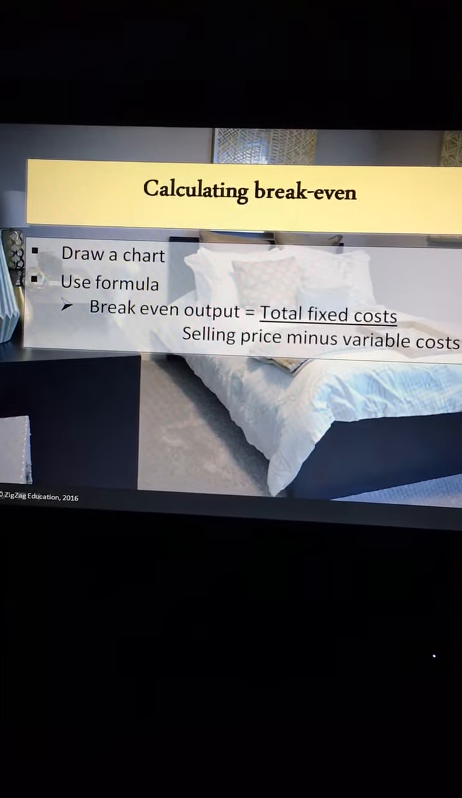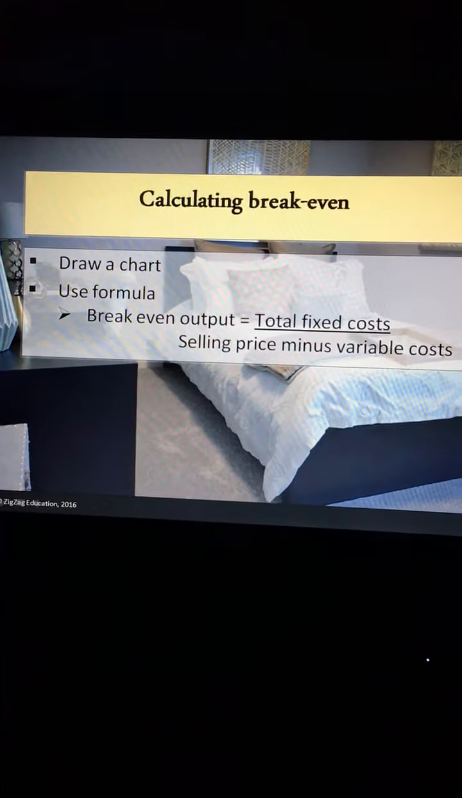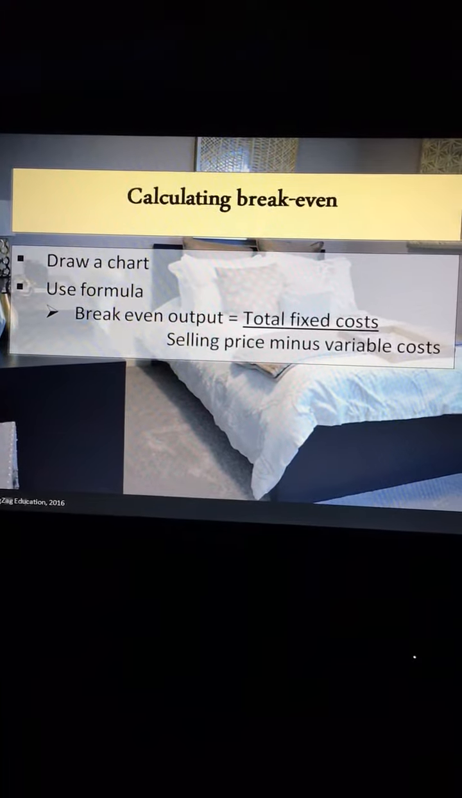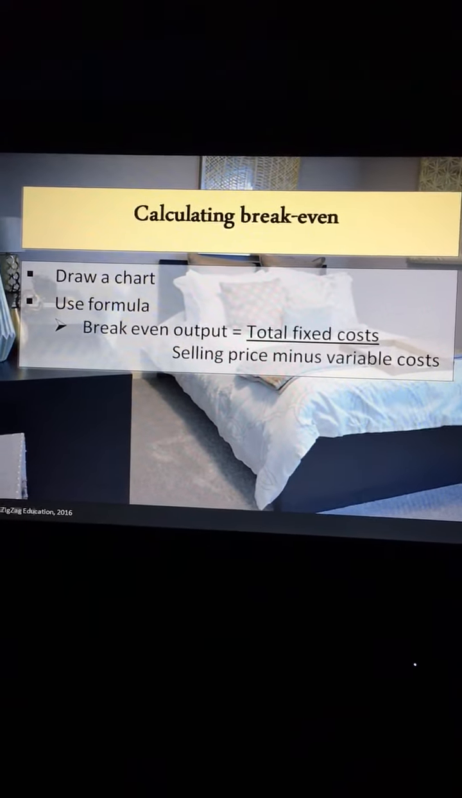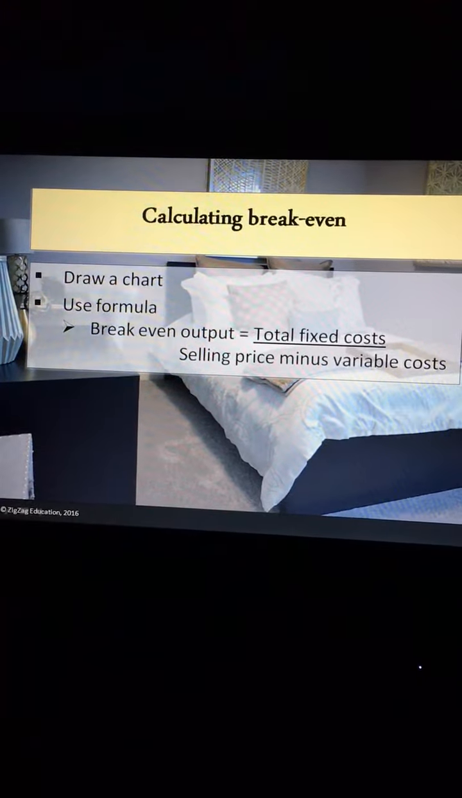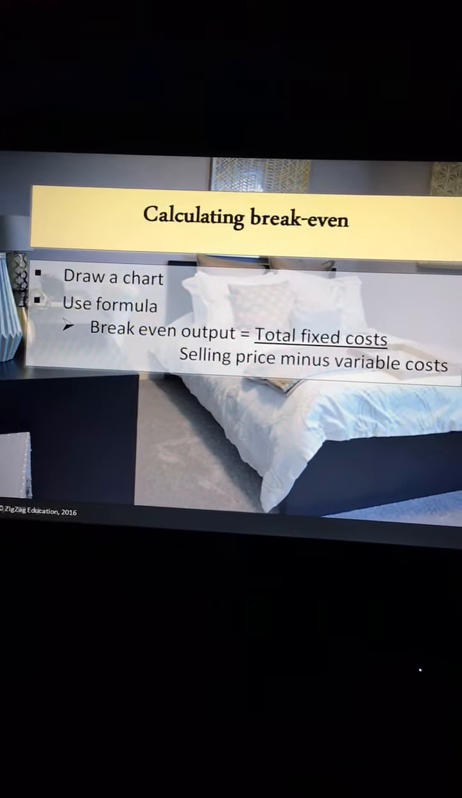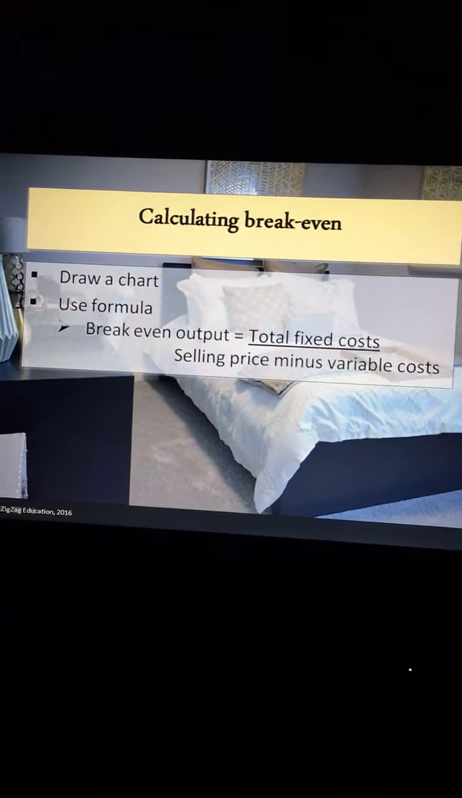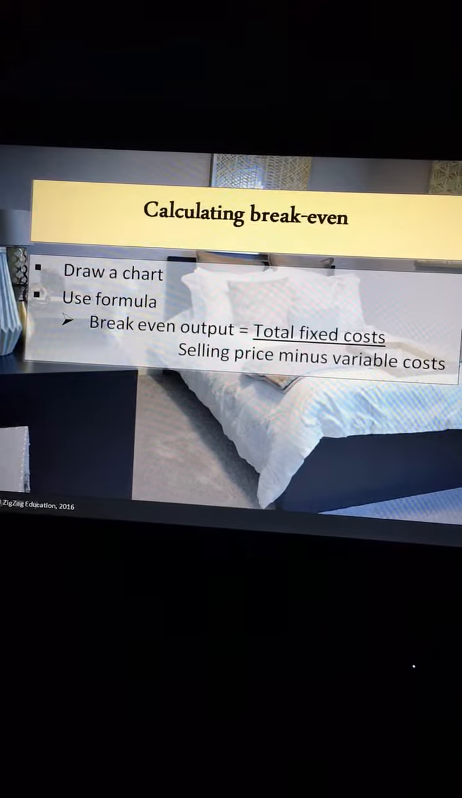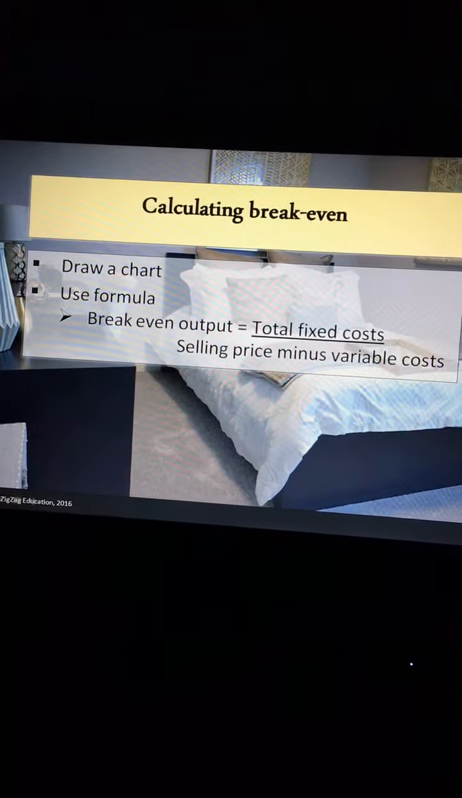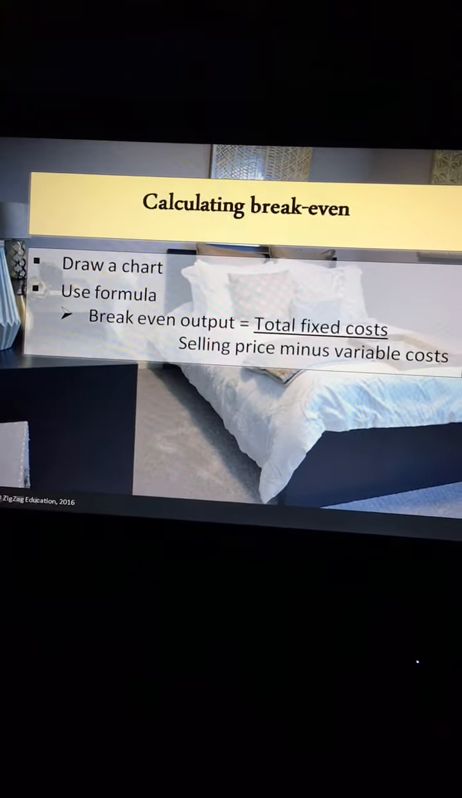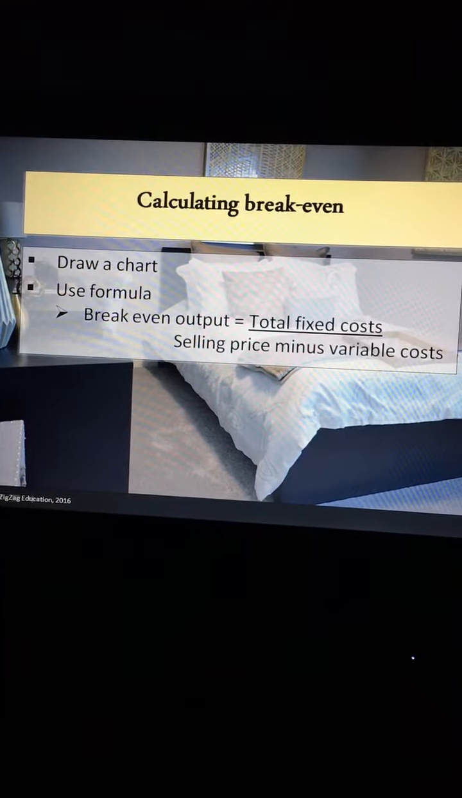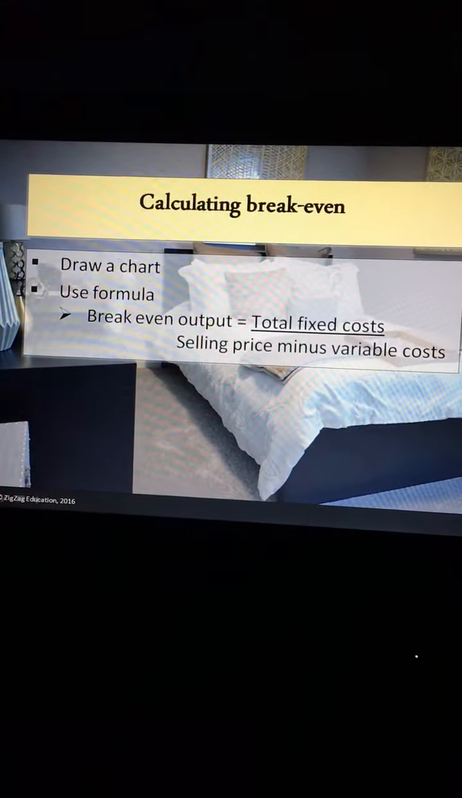Calculating it, you've got two methods. You should know the chart method, which we'll look at quickly in a minute, or the formula method. The formula method is a good way to check your chart method if you've got to draw one in the exam. I doubt you'd have to do that though. Break even output, the quantity of sales required to break even, is the total fixed cost divided by the selling price minus the variable cost.